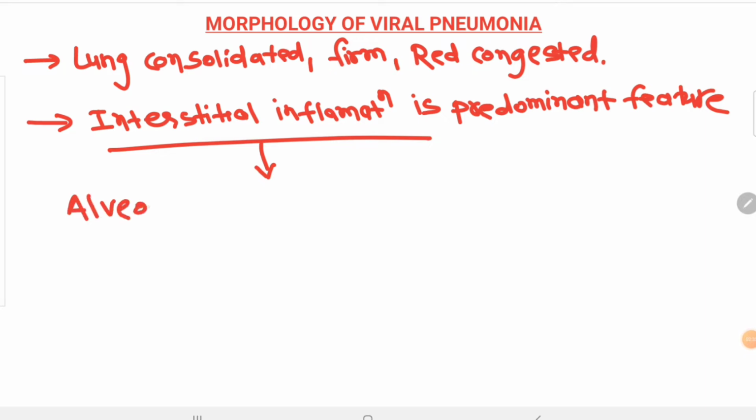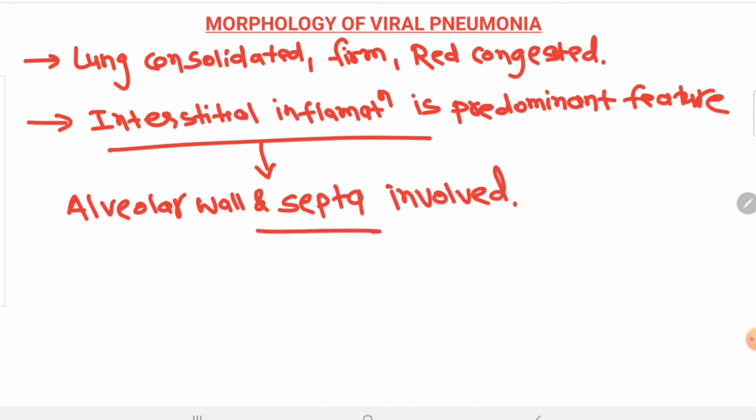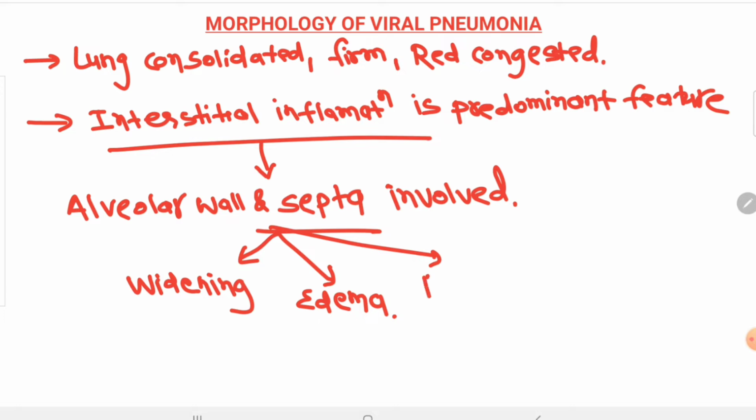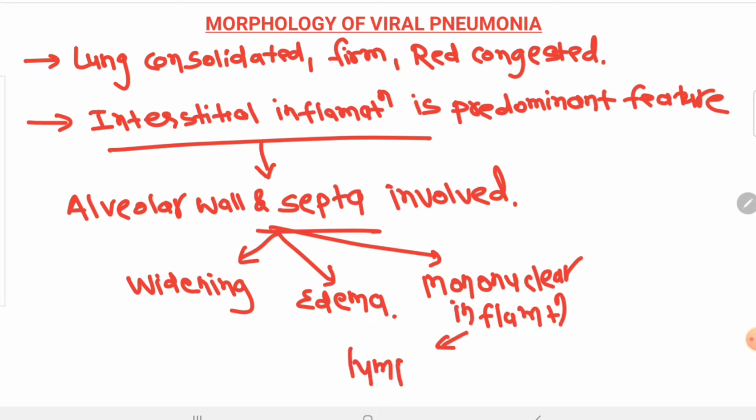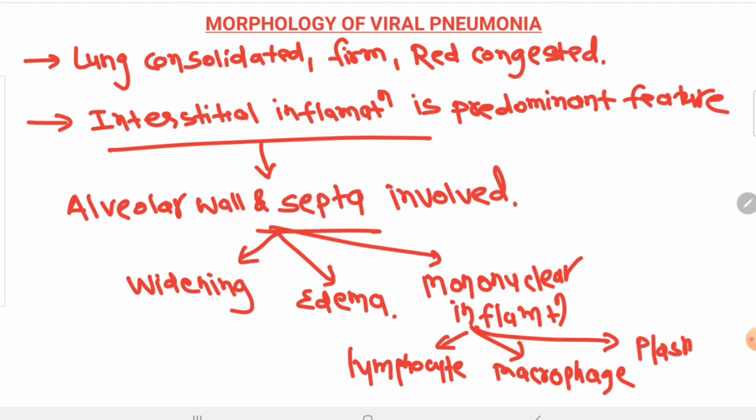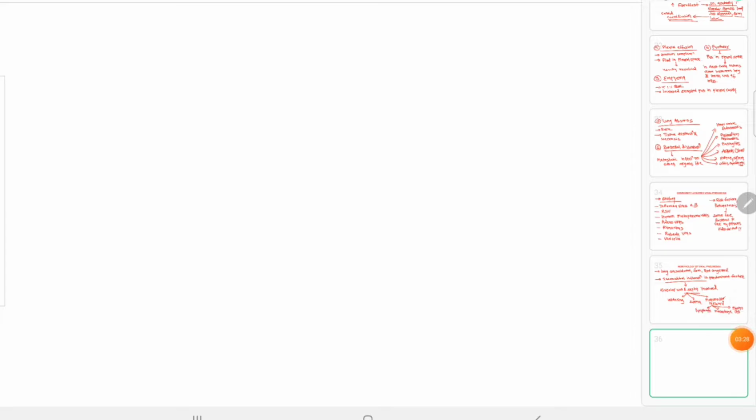And in this particular condition, in the interstitial inflammation, particularly the alveolar wall and the septa are involved. That's why it is known as an interstitial inflammation. The alveolar septa and the alveolar wall will be widened in viral pneumonia. They will show edema. And there is a predominantly mononuclear inflammatory infiltration. Mononuclear inflammation means there is a presence of lymphocytes, macrophages, and plasma cells. So this mononuclear inflammation is present in viral pneumonia.